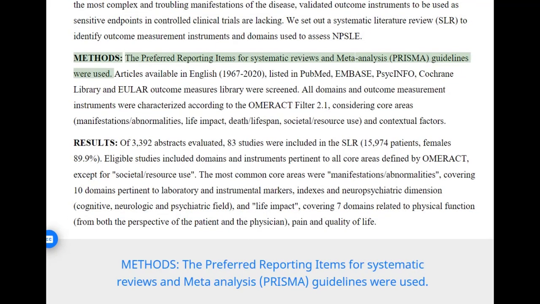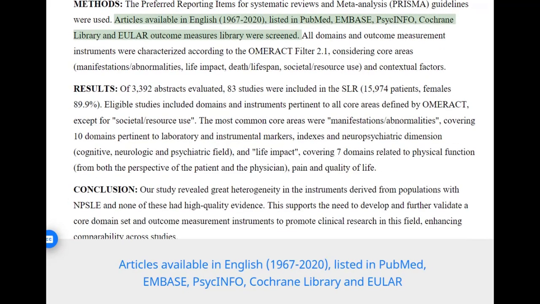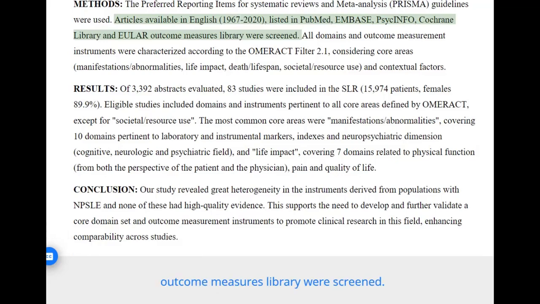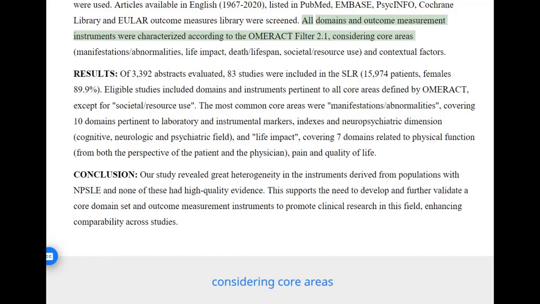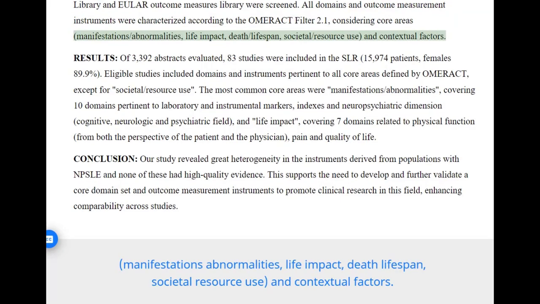Methods: the Preferred Reporting Items for Systematic Reviews and Meta-Analyses, PRISMA, guidelines were used. Articles available in English, 1967 to 2020, listed in PubMed, Embase, PsycInfo, Cochrane Library and EULAR Outcome Measures Library were screened. All domains and outcome measurement instruments were characterized according to the OMERACT filter 2.1, considering core areas: manifestations, abnormalities, life impact, death lifespan, societal resource use, and contextual factors.